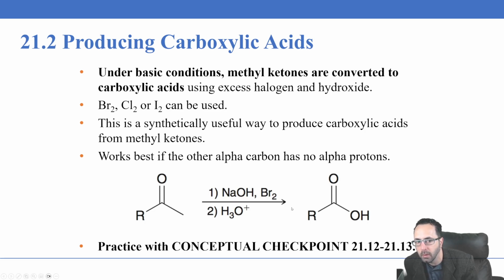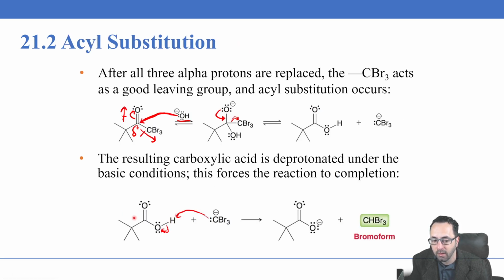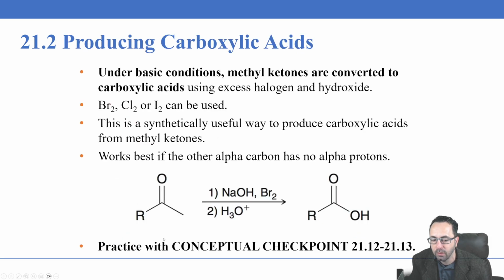So if we want to produce carboxylic acids from a ketone under basic conditions, this is a way to do it. We deprotonate, create the enolate, halogenate, and then we polyhalogenate, and then finally when we treat with the acid, the CBr3 leaves as a leaving group, and we get the carboxylic acid. So this is one that you're going to want to keep in mind if you have a ketone and you want to make a carboxylic acid out of it. And it works best if, as we saw in our example here, the other alpha carbon doesn't have any hydrogens, because then you're going to get a competition with reactions on the other alpha carbon.